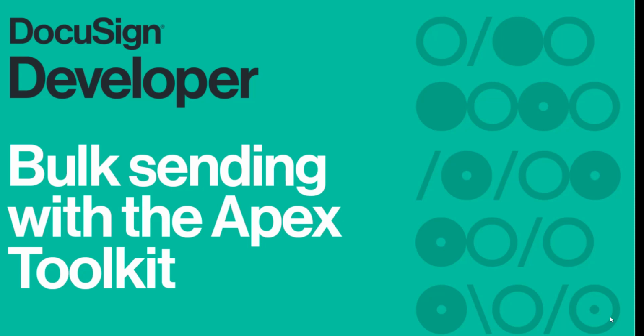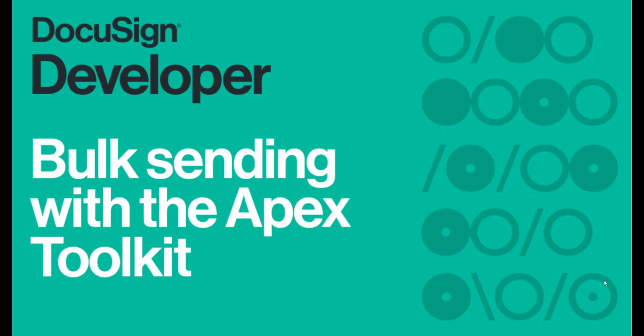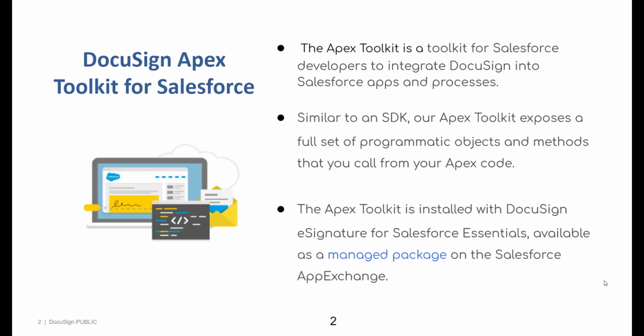The Apex Toolkit is installed with DocuSign eSignature for Salesforce Essentials. So what is the Apex Toolkit? The Apex Toolkit is a toolkit for Salesforce developers to integrate DocuSign into Salesforce apps and processes. It is similar to a software development kit or an SDK. Our Apex Toolkit exposes a full set of programmatic objects and methods that you call from your Apex code. The Apex Toolkit is installed with DocuSign eSignature for Salesforce Essentials, available as a managed package on the Salesforce App Exchange.